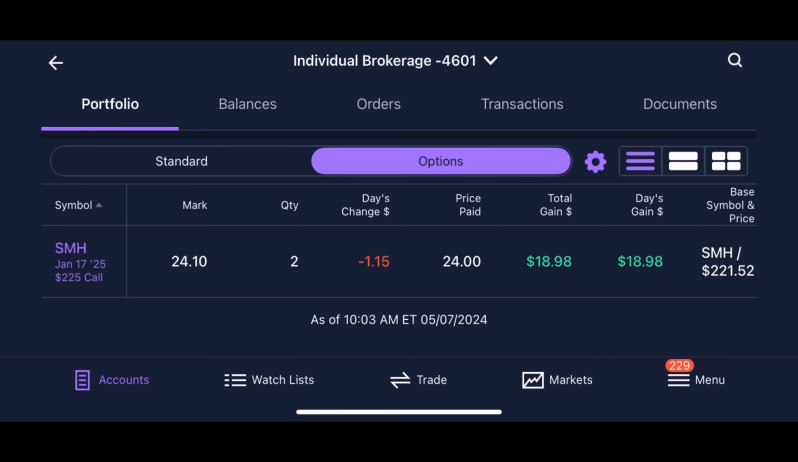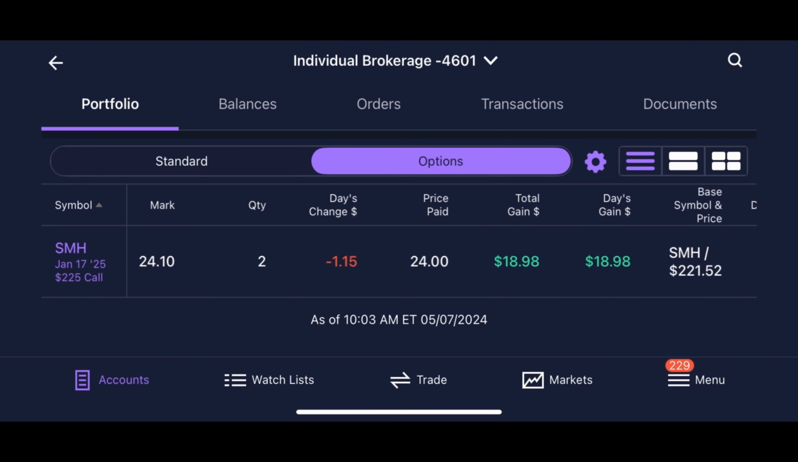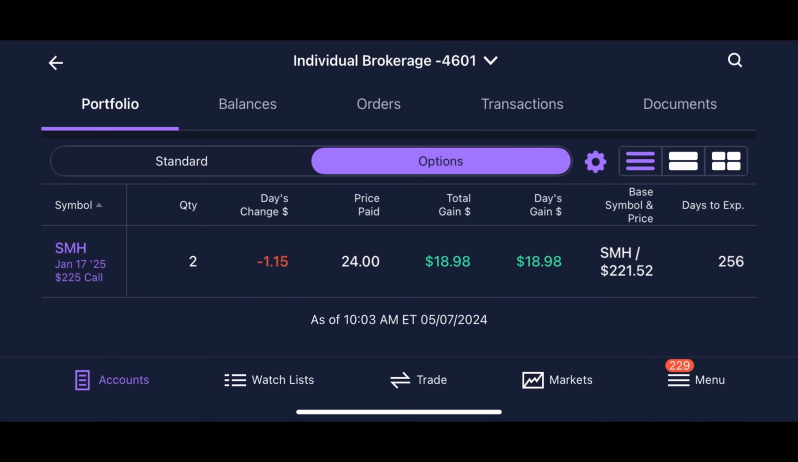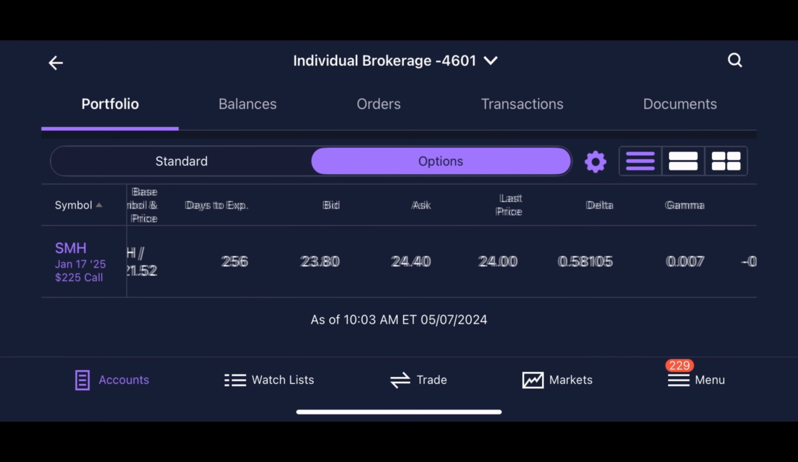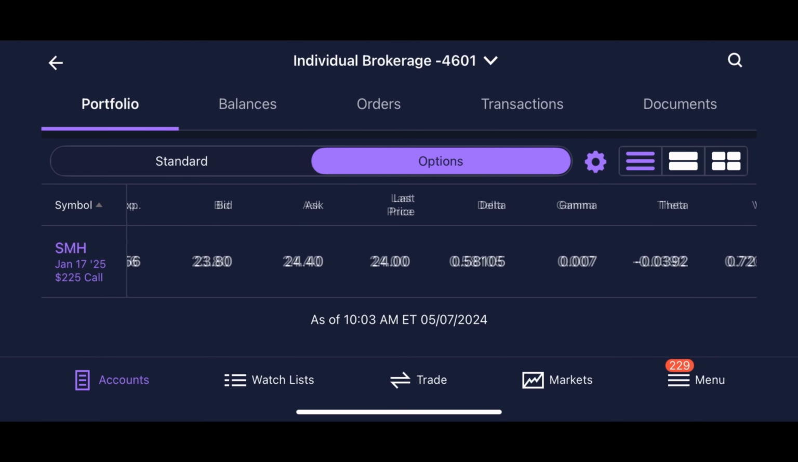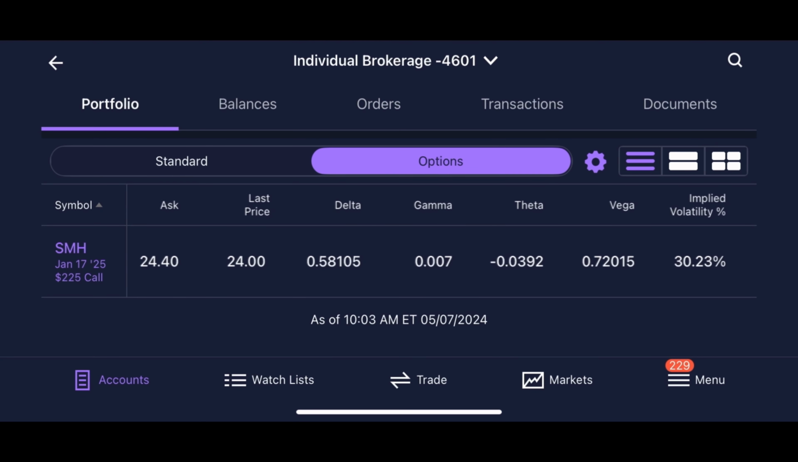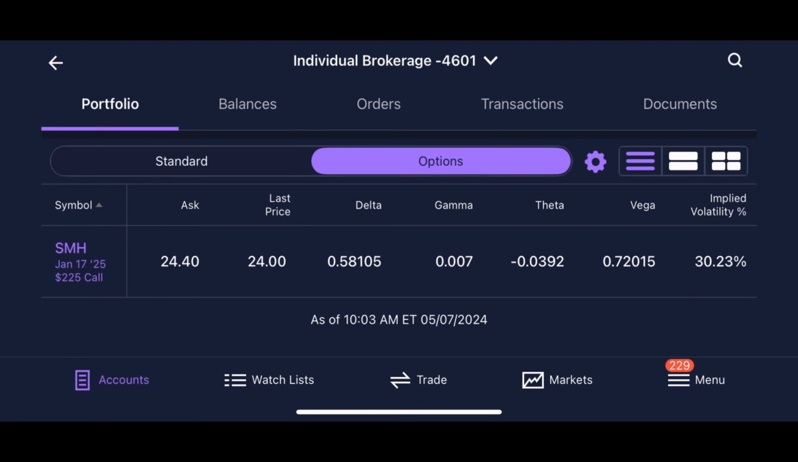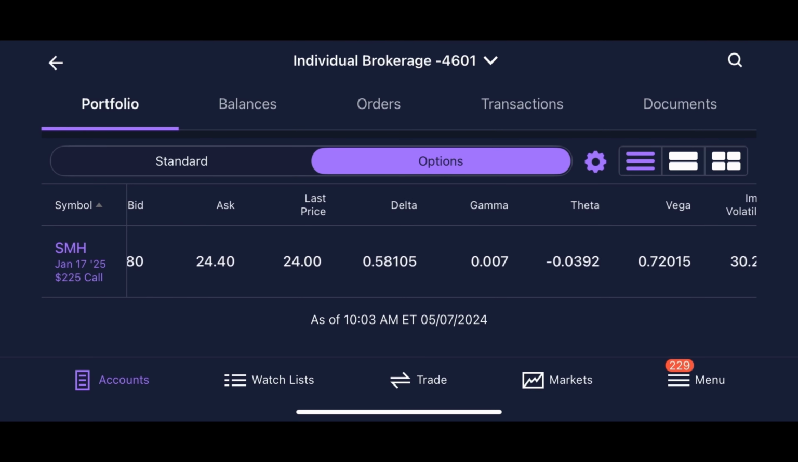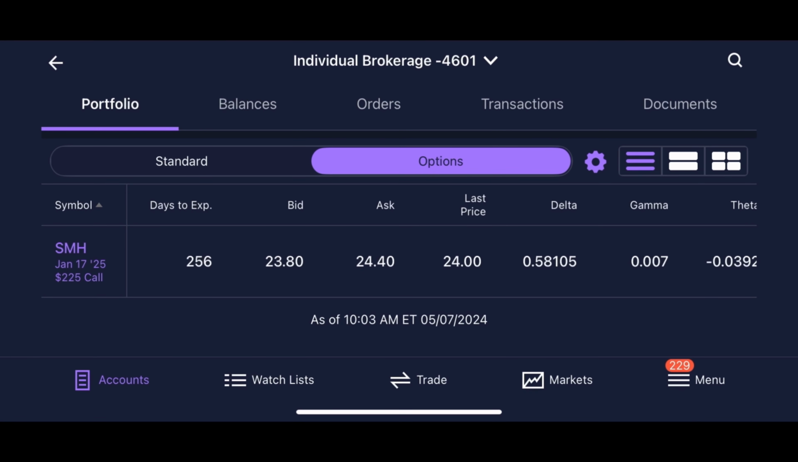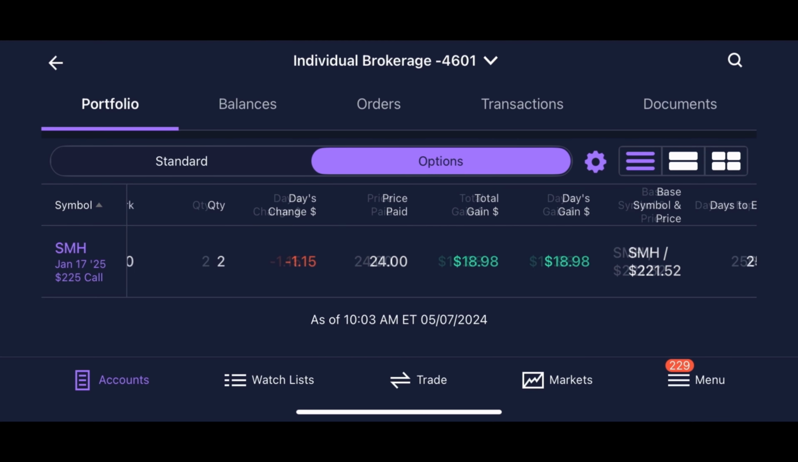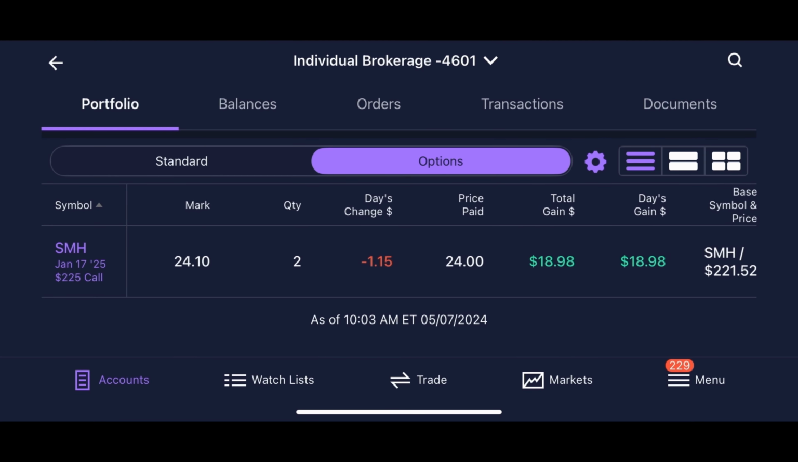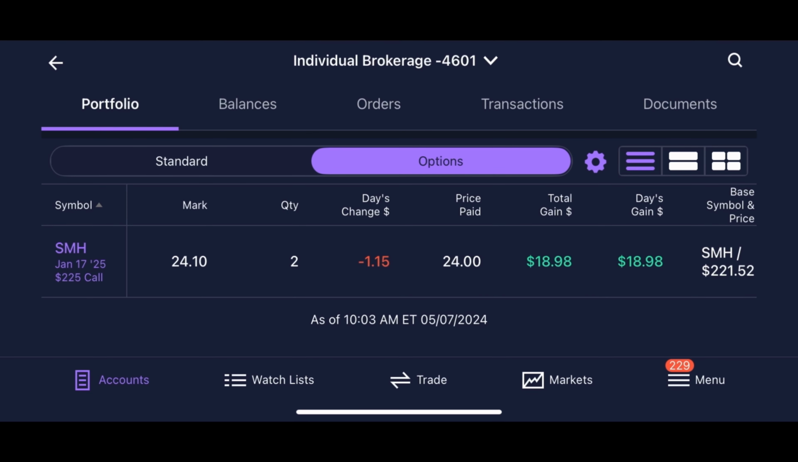So I'm just going to change it from standard view to option view just to show you what it looks like. See your quantity, the price paid, total gain, day's gain, what symbol you picked at what price, days to expiration, the bid and the ask spread. We got all our Greeks. It's pretty good delta there, the 0.58 for something that has so much time. Theta is very, very small because we have a lot of time. We got 256 days till this expires. The good thing is you can cash out at any time. So if I wanted to take the $18, I could, but we're gonna let it cook for a little bit.